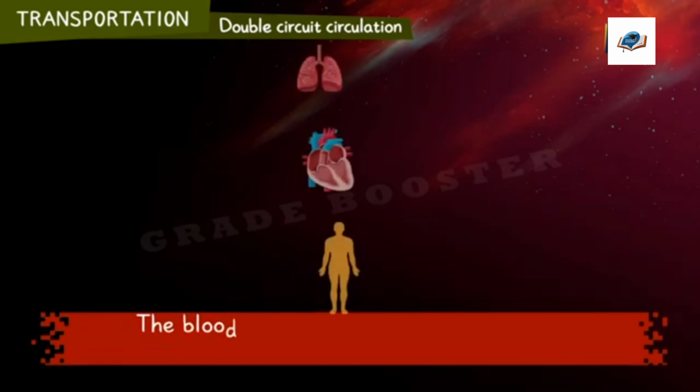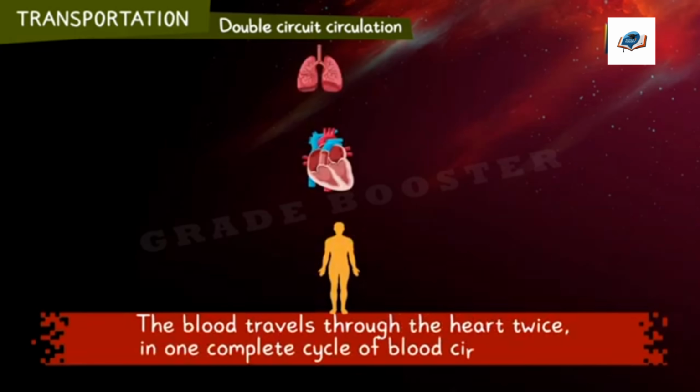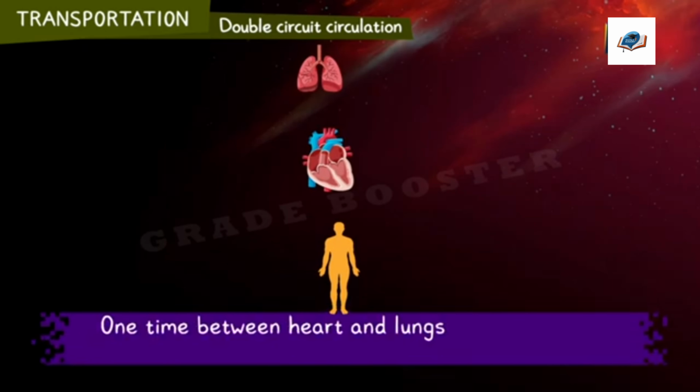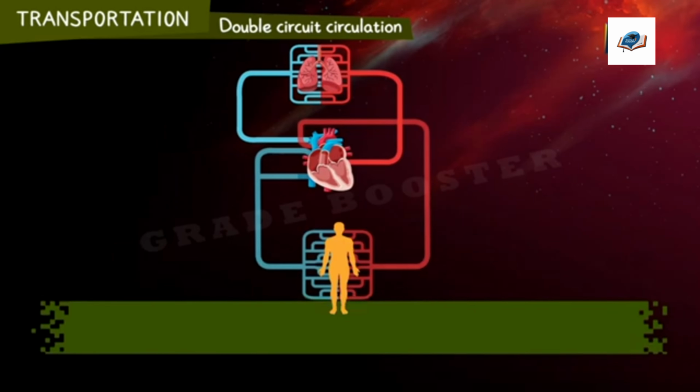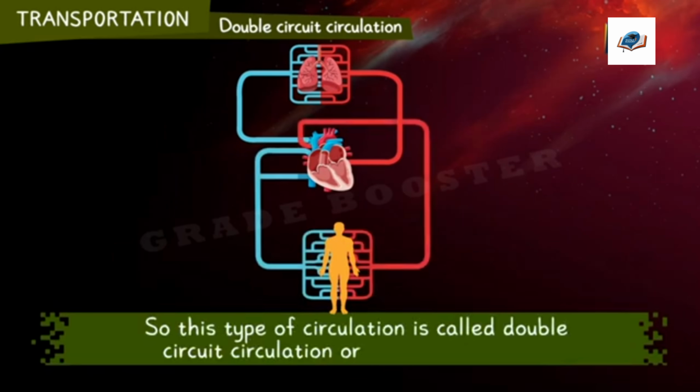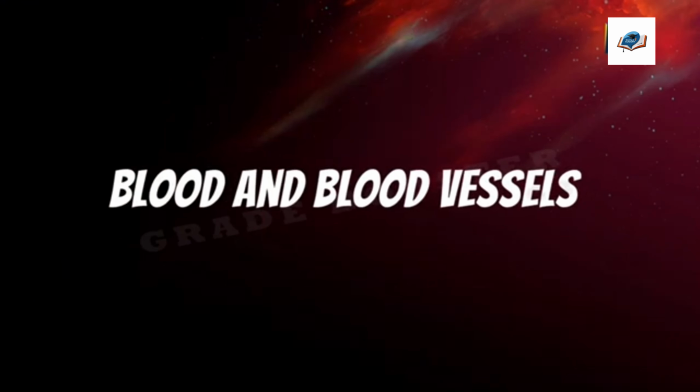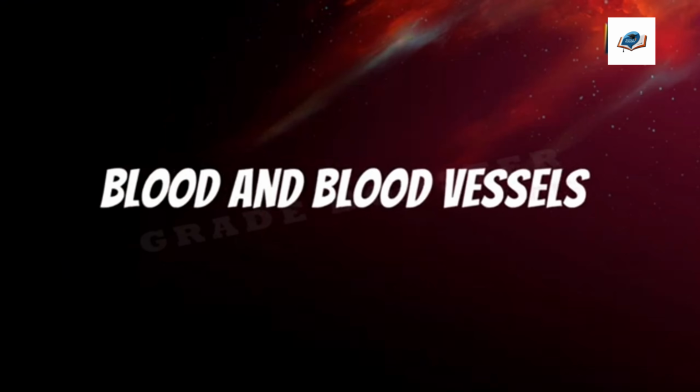Double circuit circulation. In mammals, the blood travels through the heart twice in one complete cycle of blood circulation. One time between heart and lungs and the second time between heart and body parts. So this type of circulation is called double circuit circulation or double circulation. Now we will study about the blood and blood vessels.